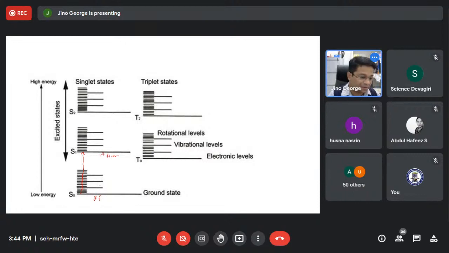The staircase steps each have again energy levels 1, 2, 3, 4, etc. These are rotational states. These are vibrational states, and the long ones are electronic states. And even in the electronic state, you can have S1, S2. They are called singlet states, and you can also have triplet states depending upon the electron pairing. So this is how the entire system looks.